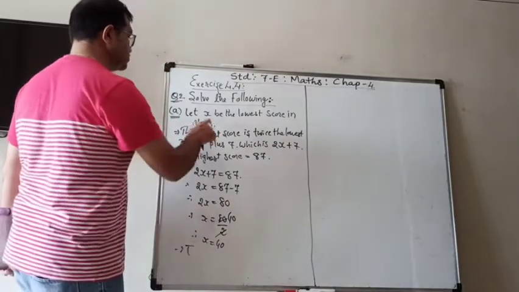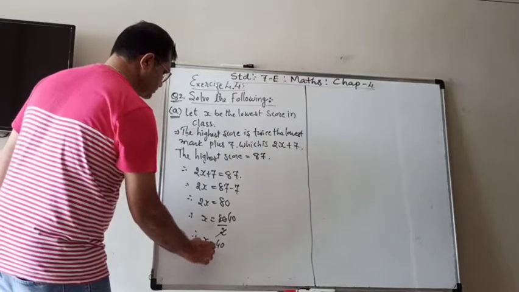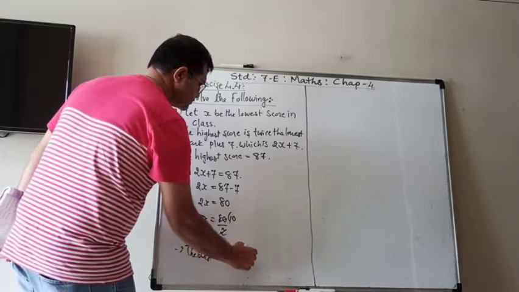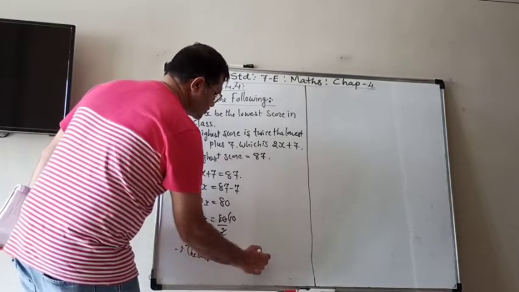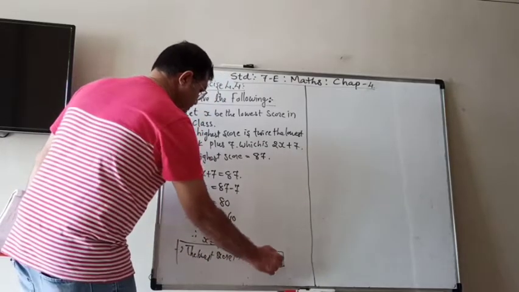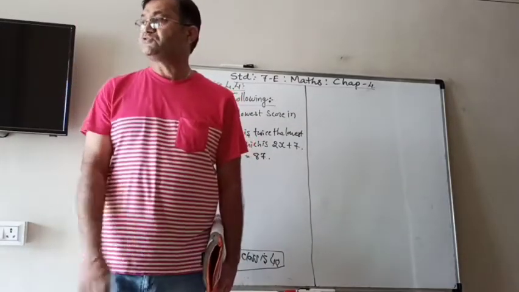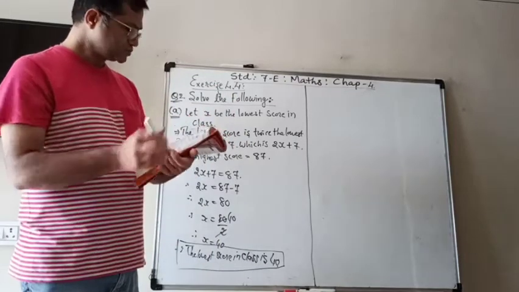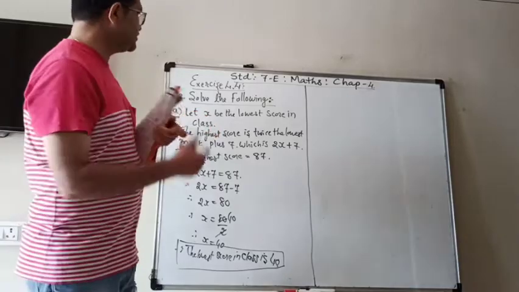What is x? We took the lowest score. Therefore the lowest score in class is 40. So 40 marks is the lowest score in the class. By this way you can easily find the solution. Similarly, we can do the second one.